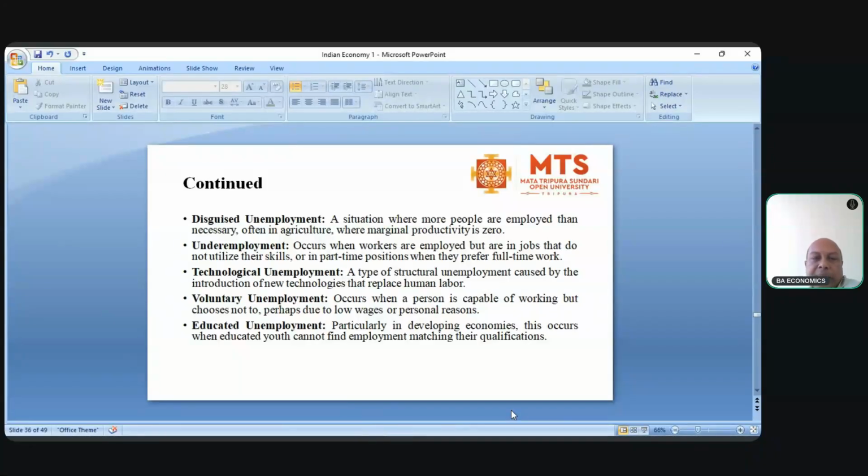So disguised unemployment is basically measured by marginal productivity. If the marginal productivity of a worker is zero, then that person is called a disguised unemployed person.